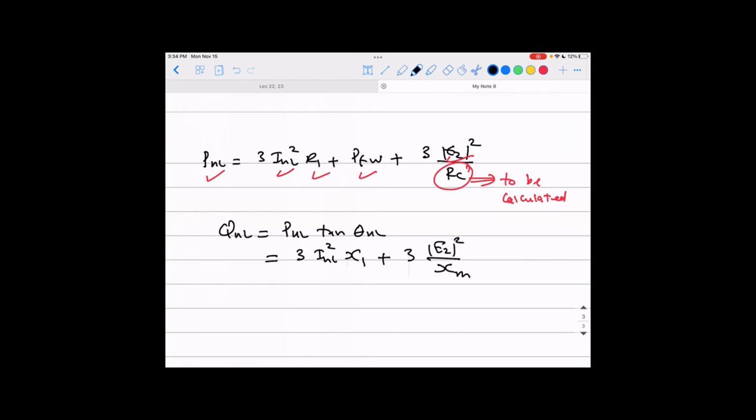The same thing, guys. Everything here is known. Q no load we just found from here, I no load is measured, X1 is from the blocked rotor test, and E2 magnitude we just found by our calculation. So everything is known except for XM, so this can be calculated here.